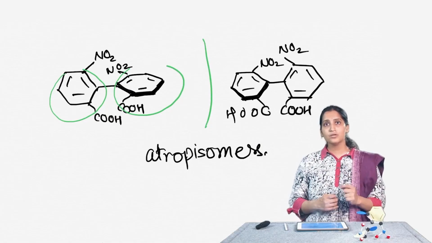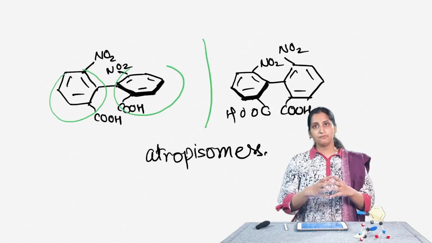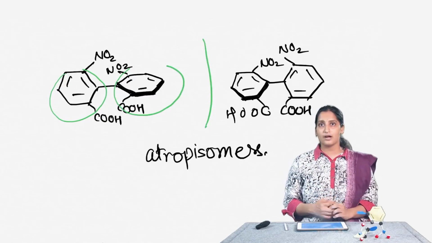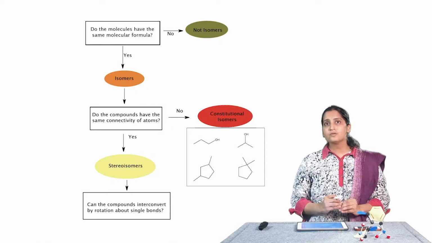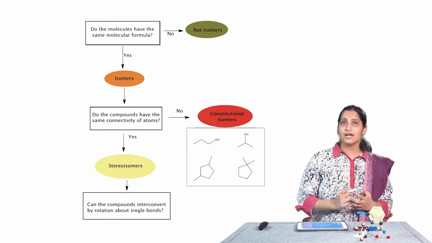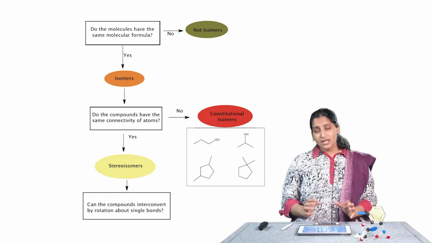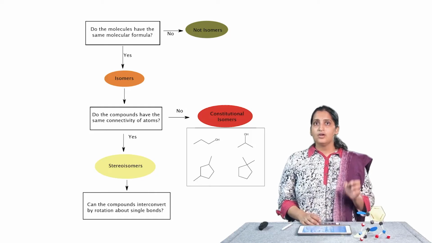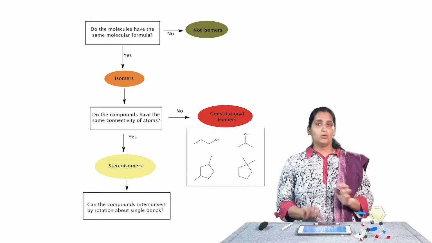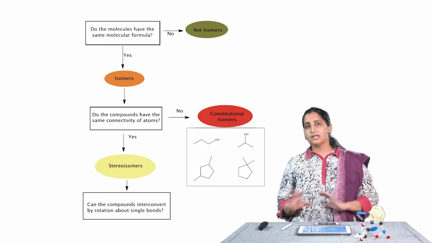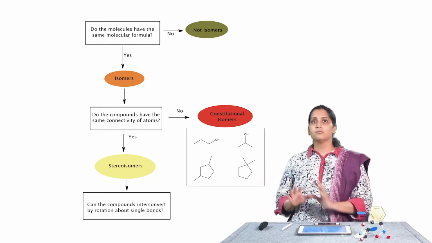So, what we are going to do is create a concept map of the different isomers, or the different types of molecules that we have seen so far. Given two molecules, how do I understand what kind of isomers they are, or whether they are even isomers or not? The first thing we ask is, do the compounds have the same molecular formula? If the answer is no, then they are simply two different molecules. There is no connection between them.